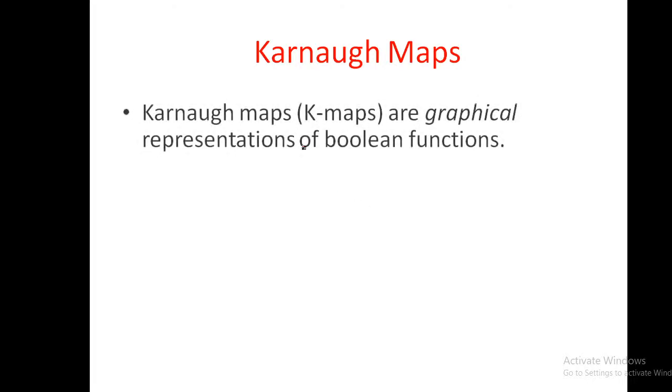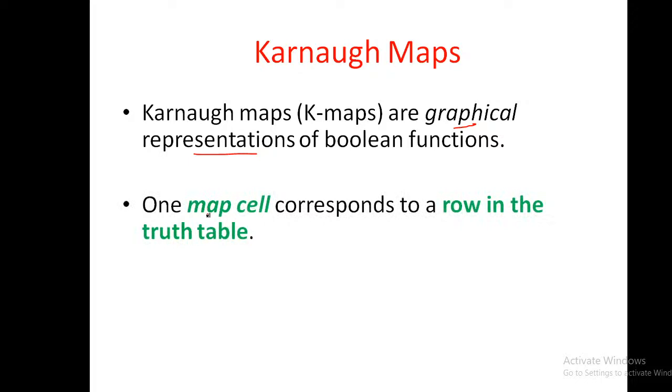Now, what is a KMap? KMap is basically a graphical representation of a Boolean function. If you see a truth table, you can see how many rows there are. For a 3 variable KMap, you have 8 rows, and each row in the truth table is represented by a map cell. You can consider it a cell type structure.